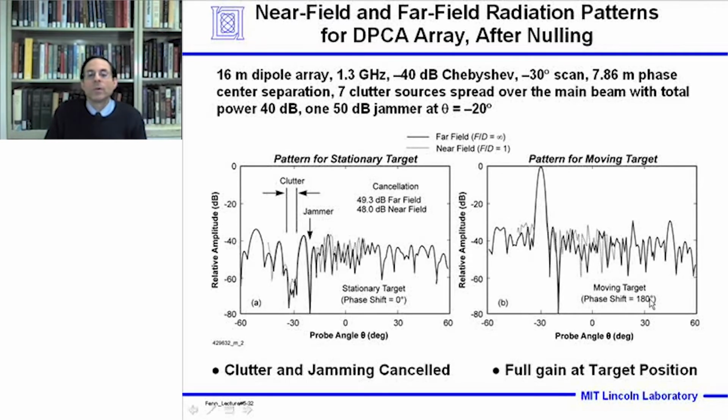If the target is moving at 180 degrees of phase shift in 1 PRI, we would see the full gain of the array both in the far field and near field cases. So we get full gain at the target position, and that would allow us to detect the target.